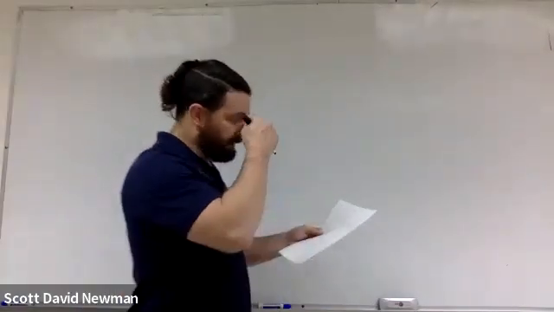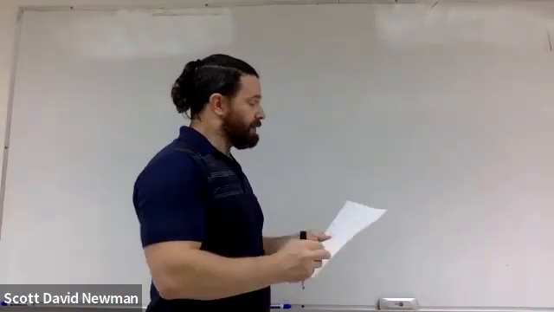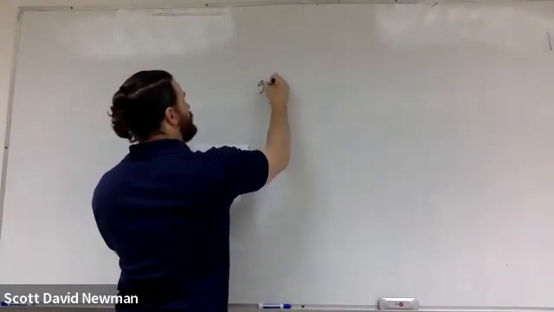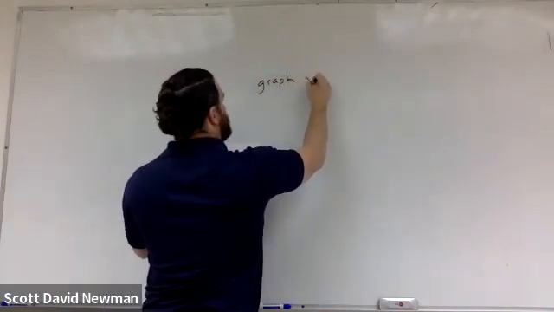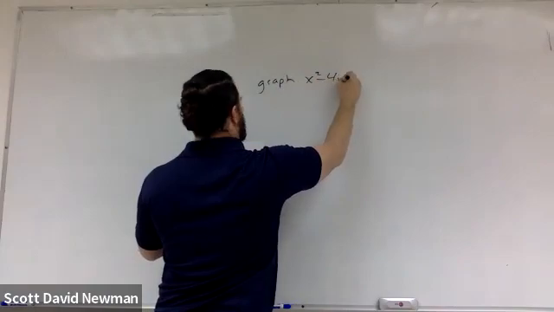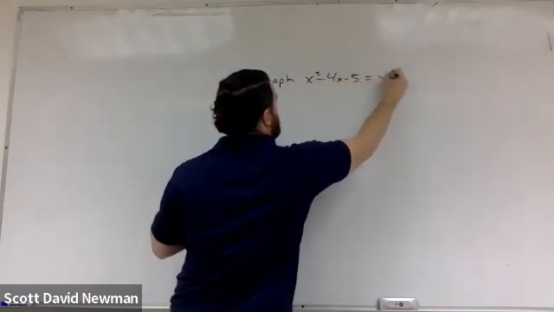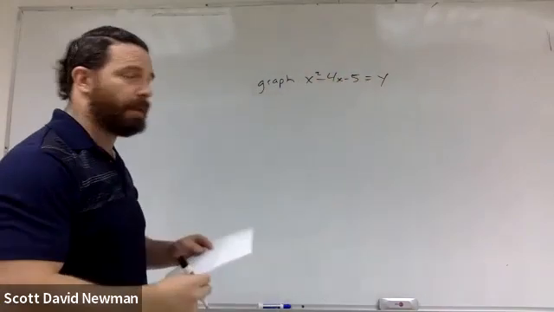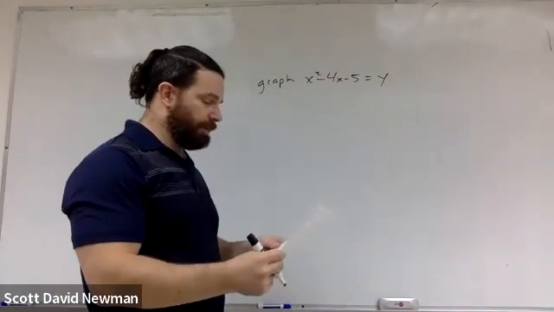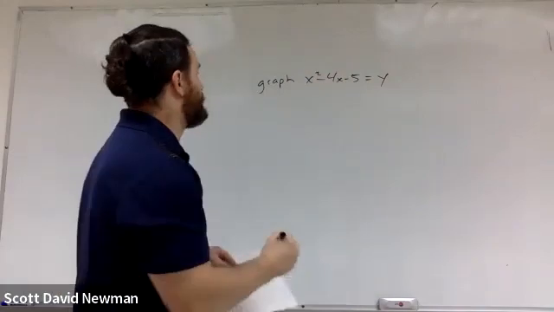All right, so graphing quadratics. Take a look here. So let's say we're going to graph the equation x squared minus 4x minus 5 equals y. All right, well, 3 steps to go through.